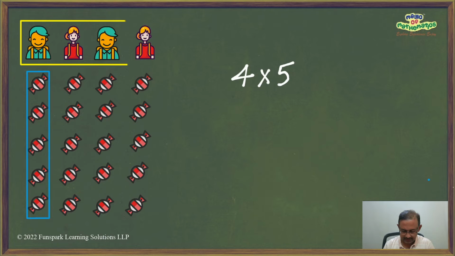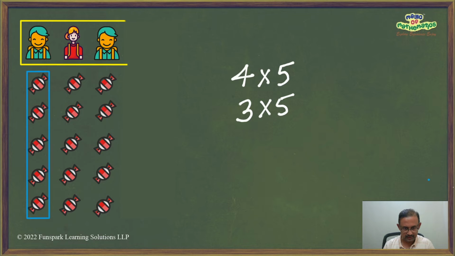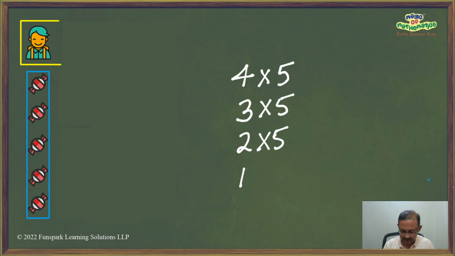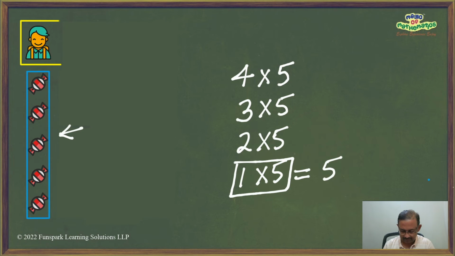If I meet 3 children instead, I would use 3 times 5 candies. With 2 children, I would use 2 times 5 candies. Extending this logic, if I meet only 1 child, I would use 1 times 5 candies. But as I can see from here, this would equal 5. We can easily generalize this to say that 1 times any natural number equals the natural number itself.